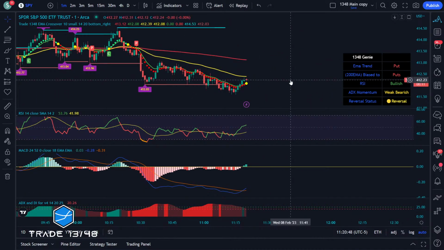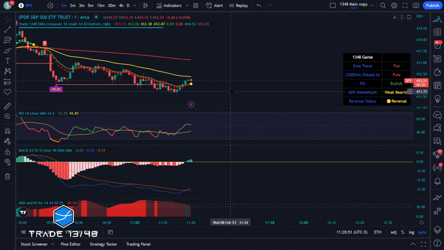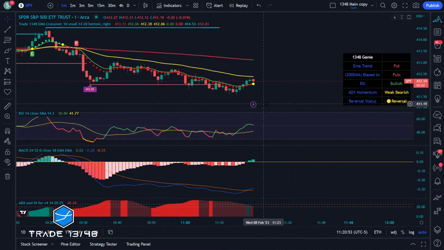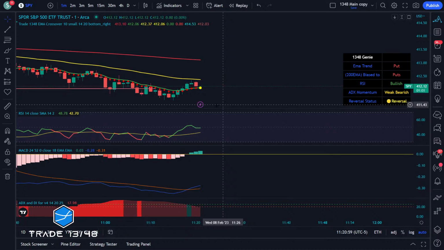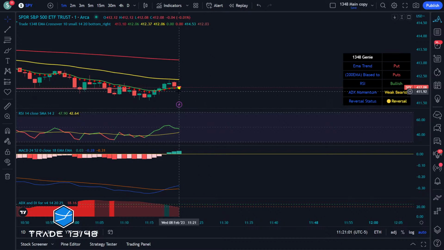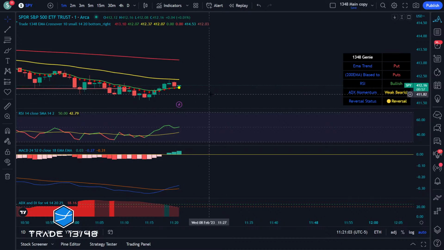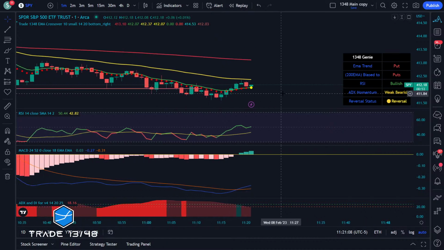So reversal incoming on the 1 minute. You know what? I'd wait for the candle close. Okay? Wait for the candle close because then you get another traffic light, right? We're waiting for candle closes even on the 1 minute. Does it look like it's going to cross up?